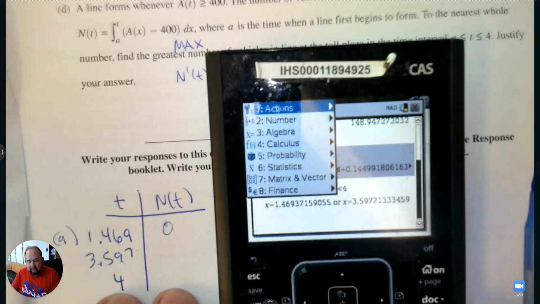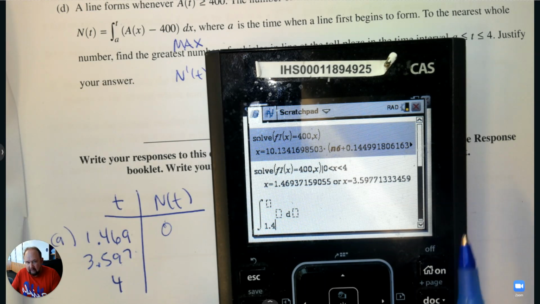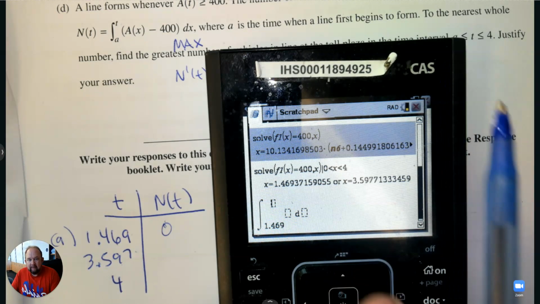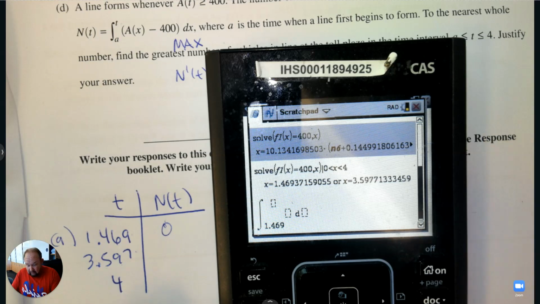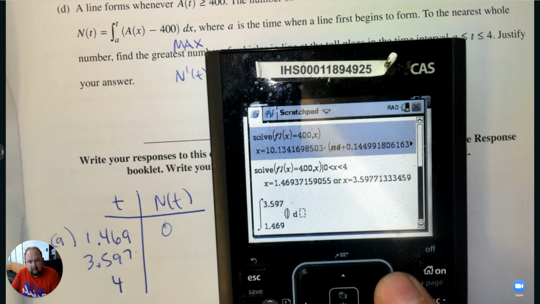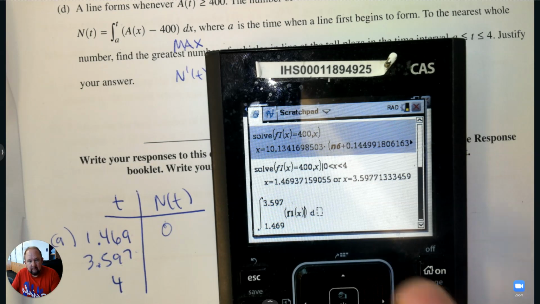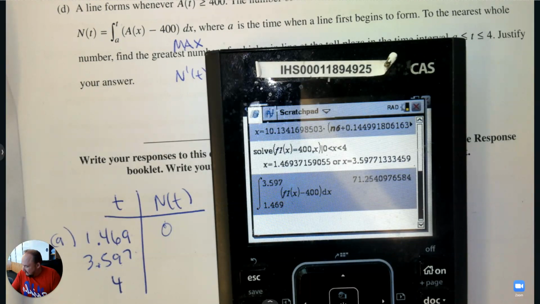So I'm going to go menu, calculus, integral from A, which is 1.469, to T, which is 3.597. And then this is F1 at X, subtract 400. I'm not going to retype it in always from here. And I got 71.254.